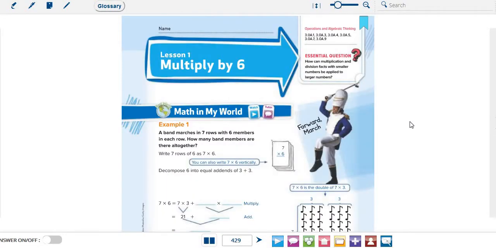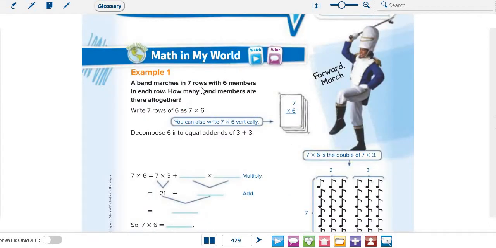Multiply by 6. Through this lesson, we are going to learn how to find the product of a given number multiplied by 6. Let's start with the first example. A band marches in 7 rows with 6 members in each row with this uniform. How many band members are there altogether? What do you think in grade 3? How can we find how many band members are there altogether?